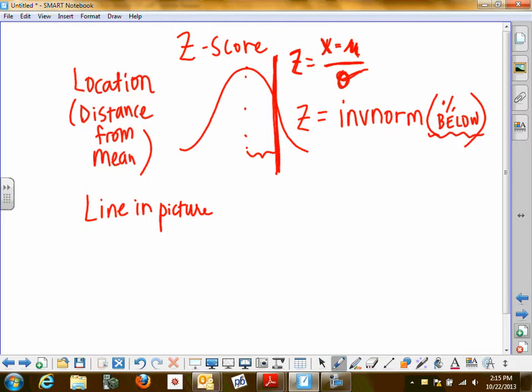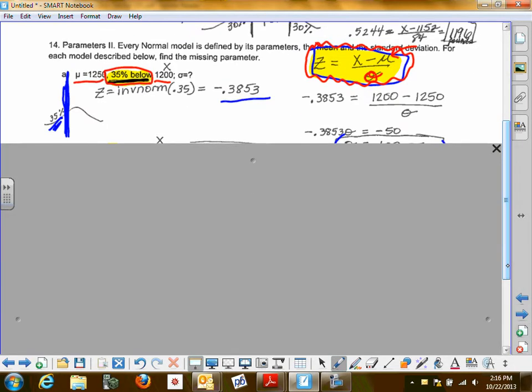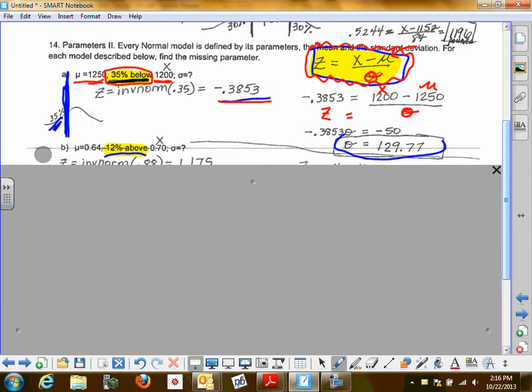Okay. So back to this, what we would do is inverse norm of the 0.35, and we get this. This is your z-score that we then translate into the real data. So we're going to translate it into the 1250 and the 1200 information, and that's what I have here. So this is our z-score, this is our x value, this is the mean, and we will be solving for the standard deviation. So when you do that, the algebra gives you something like this.